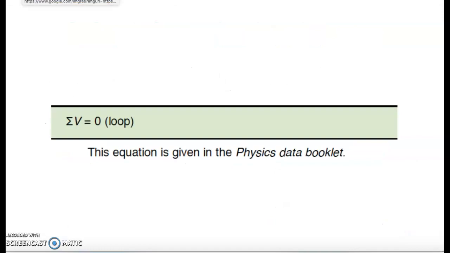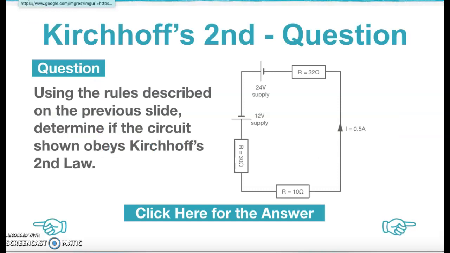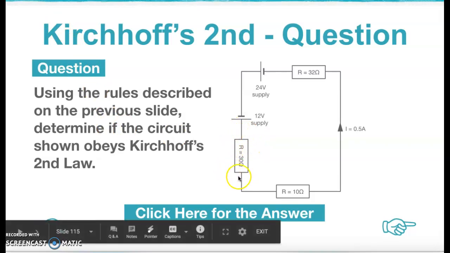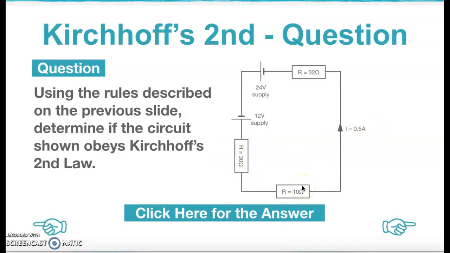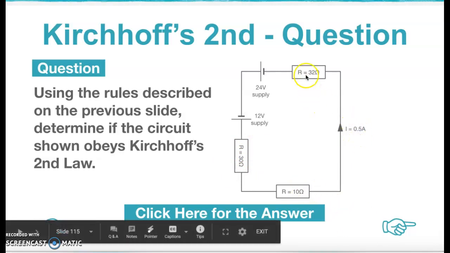Or I could have written it as the summation of all the voltages, as in the EMFs minus the PDs, would be equal to 0, as they would be if it's 18 minus 18. Now, as I said a moment ago, it's just as easy to express the PDs in terms of the current and the resistance. So we're going to do exactly the same thing again, but this time using I and R.